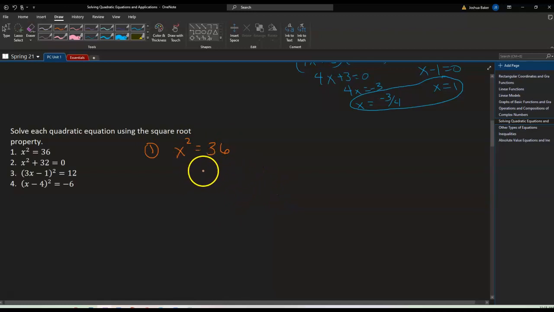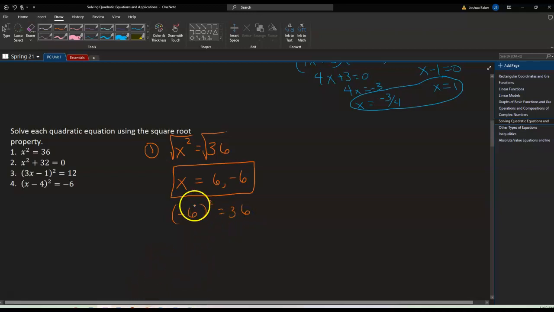If I want to solve this, I'm going to take the square root of 36. The square root of 36 is both 6 and negative 6. These are both solutions. Let me quickly talk about why negative 6 is a solution. If I substitute negative 6 back in for x, negative 6 times negative 6, a negative times a negative is a positive, and 6 times 6 is 36. So it is a solution because it results in a true statement.